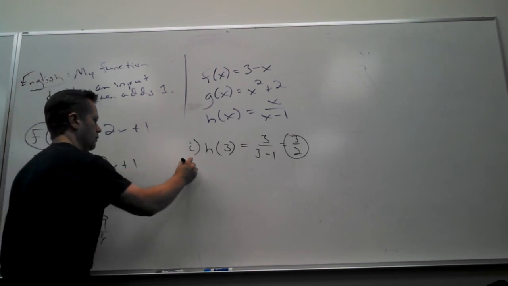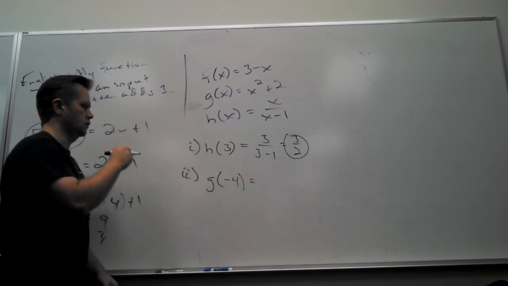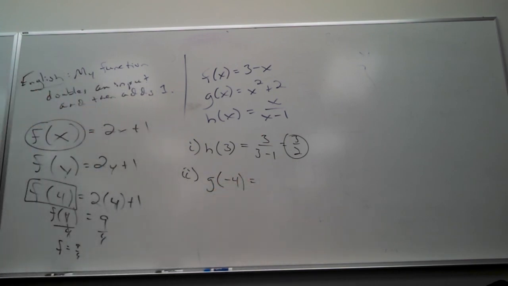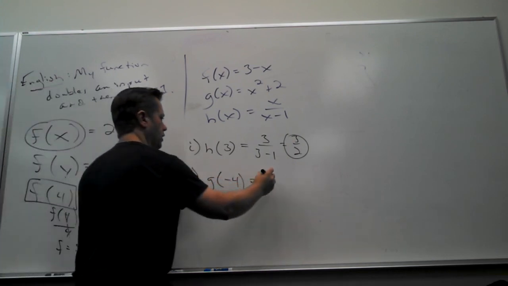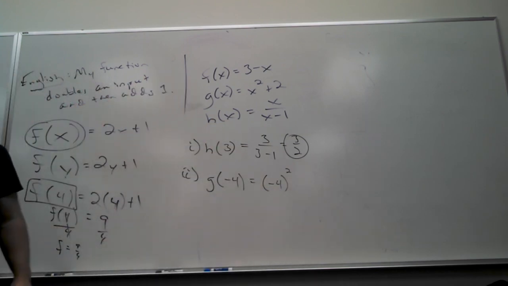So what is g of negative 4? Negative 4 squared plus 2. 18. So when you plug negative 4 in, you have to square the whole negative 4. The big mistake there is people square 4 and leave the negative. Negative 4 squared is positive 16, right?